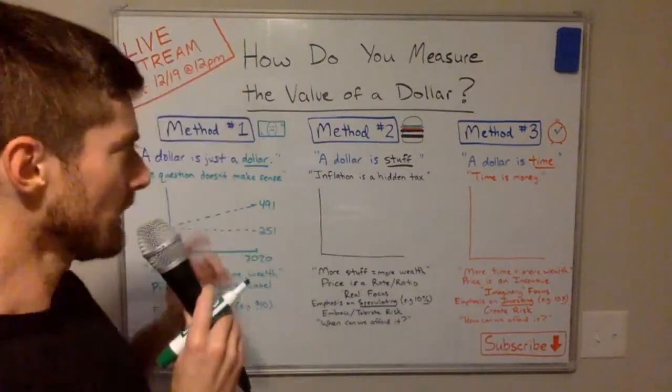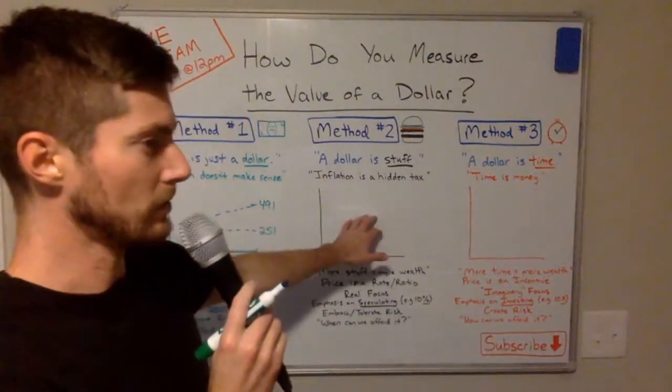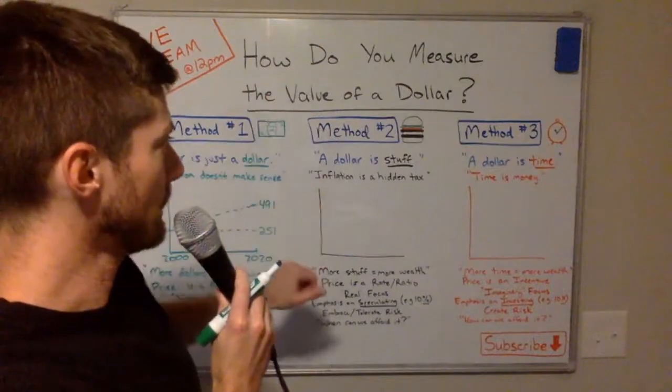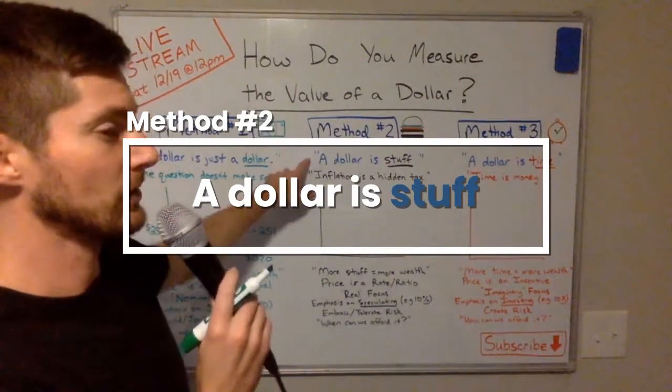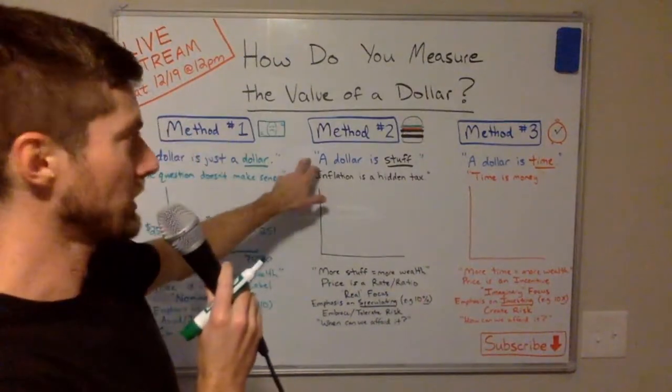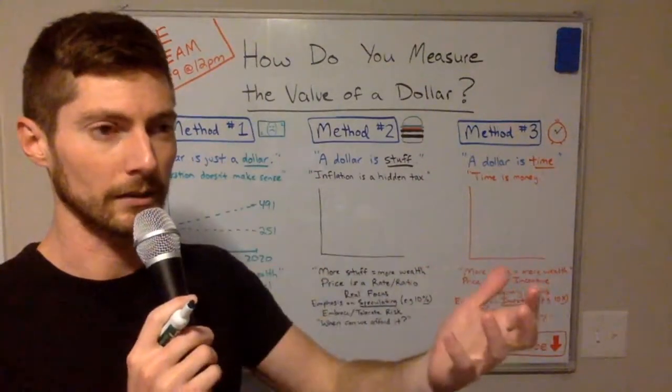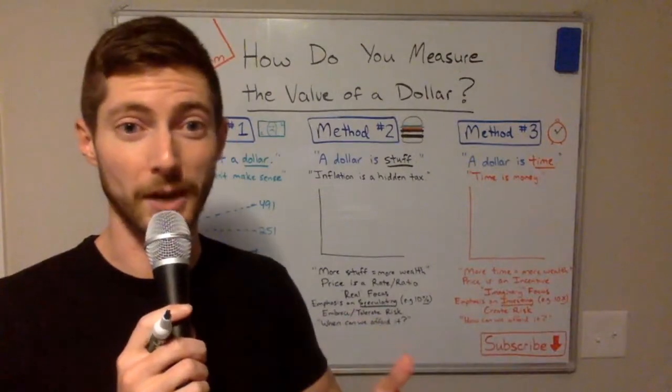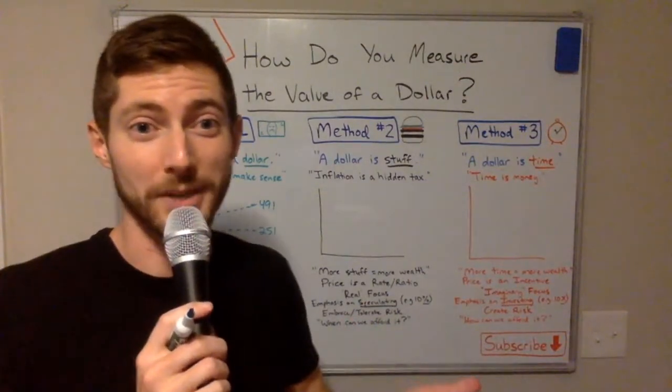How do we do the calculation? And this is where we start to think about method 2. Method 2 of valuing a dollar is that a dollar is stuff. A dollar isn't just a dollar. A dollar is the stuff you can get for the dollar, right? And that amount of stuff can go up or down over time based on how prices change.